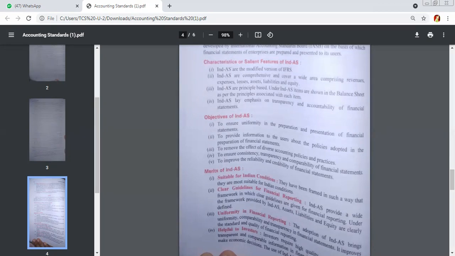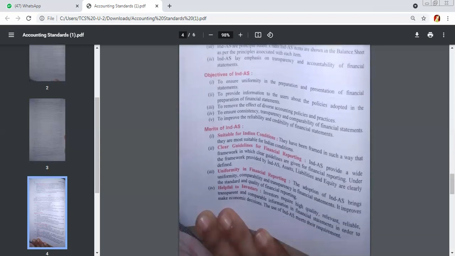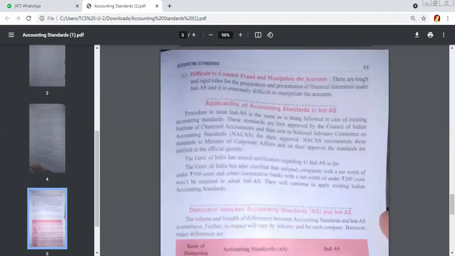Moreover, it also provides uniformity in financial reporting. It brings uniformity, comparability, and transparency in the financial statements, helpful to investors as well. Investors require high quality, relevant, reliable information to make economic decisions. It is also difficult to commit fraud and manipulate the books of accounts.